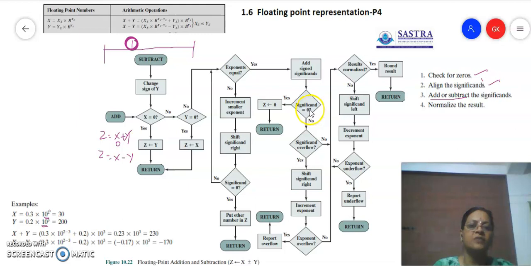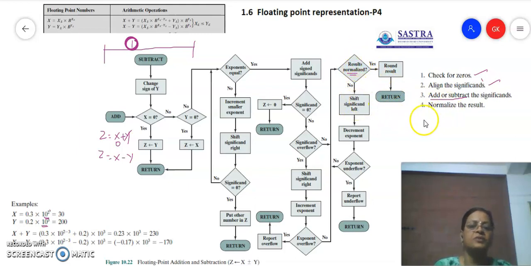If the significant is not 0, then you check for the overflow condition. If it is not an overflow, then the result has to be normalized. So we go to the step result normalized, that is the fourth phase, normalize the result. After normalizing the result, if there is a requirement that we have to give some precision, rounded to 2 digits or 3 digits, accordingly you will round the result and then return. So this completes the normalization process also. If the result is already normalized, we will round it and then return the answer. If the result is not normalized, then we have to normalize.